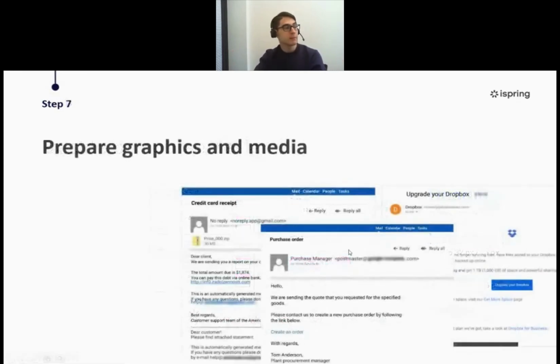Step 7. This step is to assemble all of the content. Find all the necessary graphics that match your design style and videos. You can also record a voiceover if needed. For our demo course, we need to create screenshots of safe and malicious emails, websites, and mobile apps, just to give them the examples.